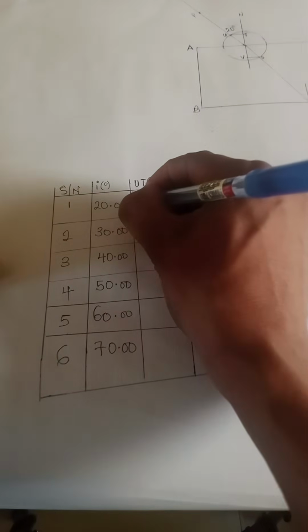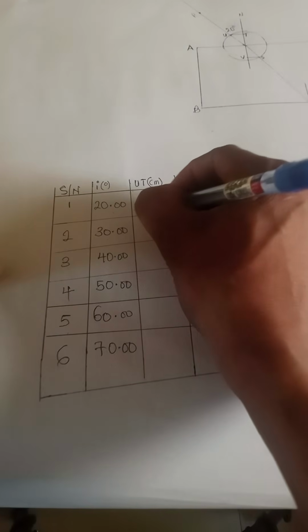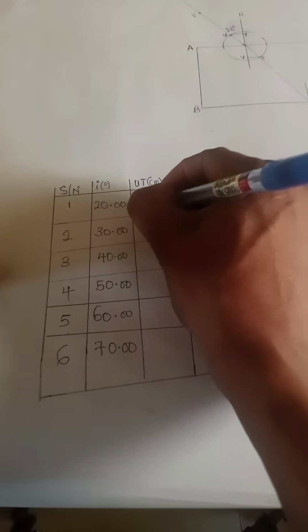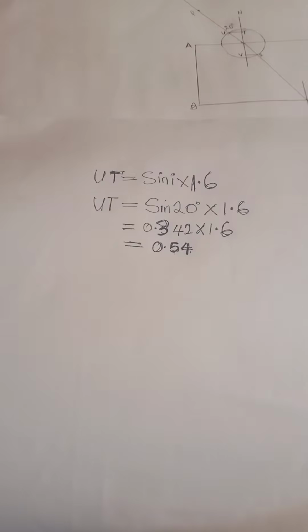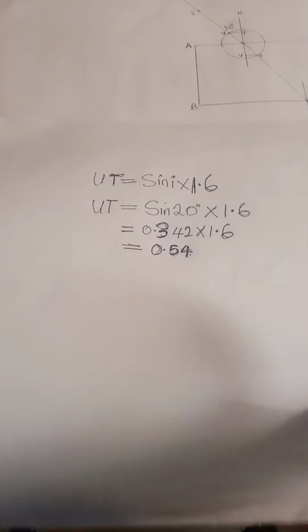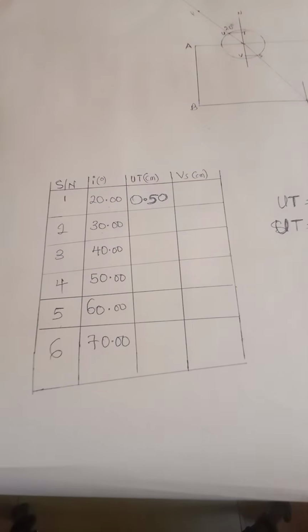So what I will now come here and write is that my UT here is 0.5. I've gotten this one. This one is 0.5. So you see how I got it. It means that my UT is now equal to 0.5.